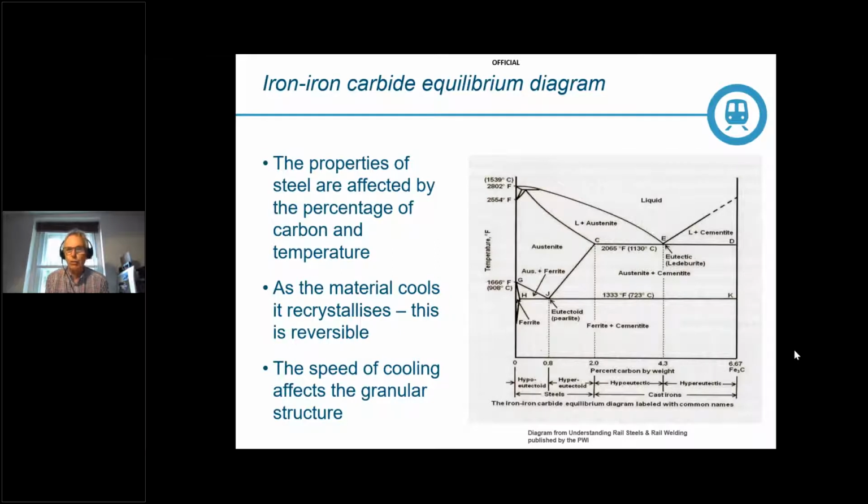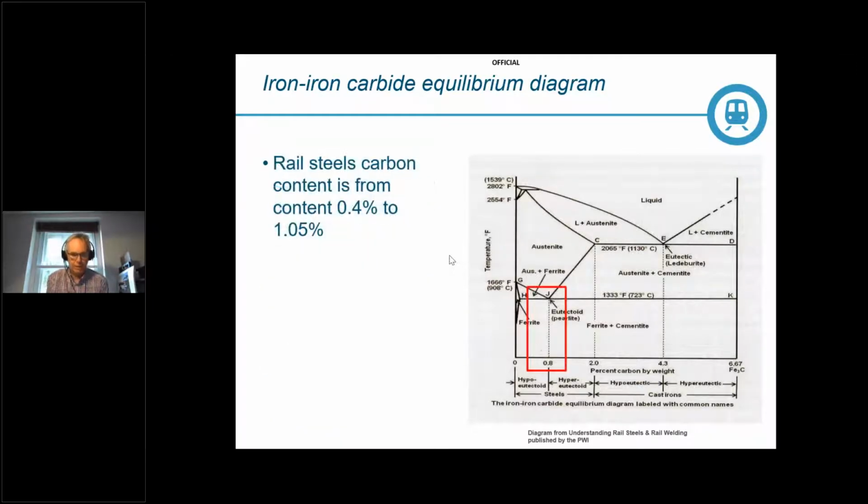And in fact, we use them for actually making cutting tools for steel. So we get a huge range of properties from steel. But let's concentrate on the bit we're interested in. So this is the range we're interested in today, the red box on the diagram.